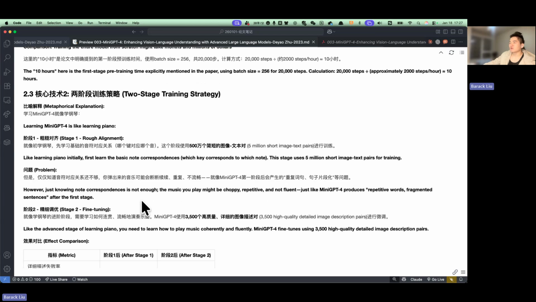However, just knowing note correspondence is not enough. The music you play might be choppy, repetitive, and not fluent, just like MiniGPT-4 produces repetitive words and fragmented sentences after the first stage.